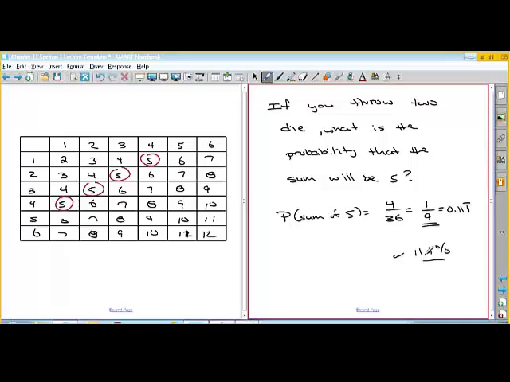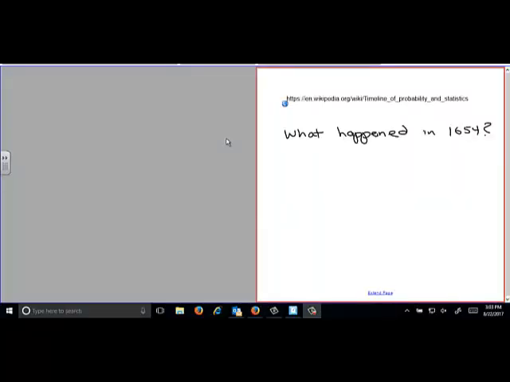Or 11.1%. Any one of those. So if you end up with a calculation, unless I tell you specifically to do it in percent, you can just leave it as a ratio of numbers. You do want to simplify the fraction if you can, but you don't need to put it in decimal form.